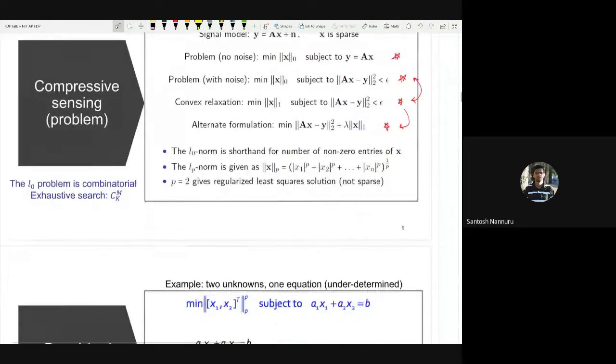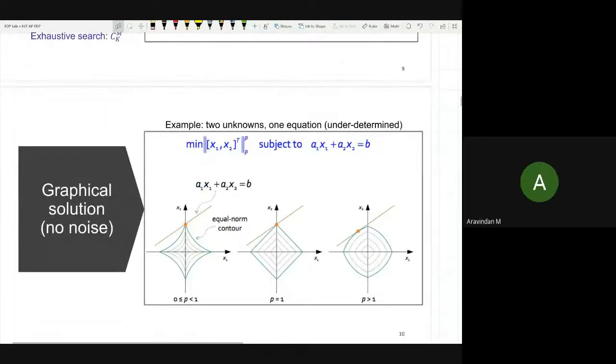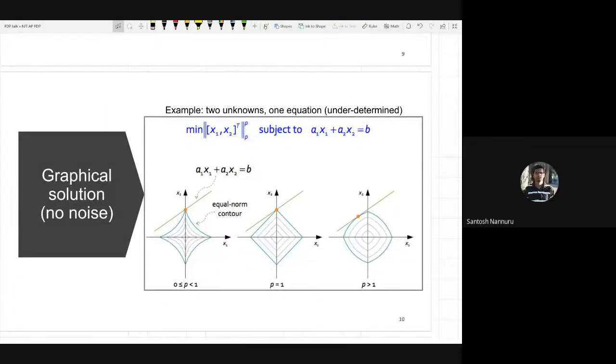Okay. So graphical. There's a question. Okay, I thought there was a question.